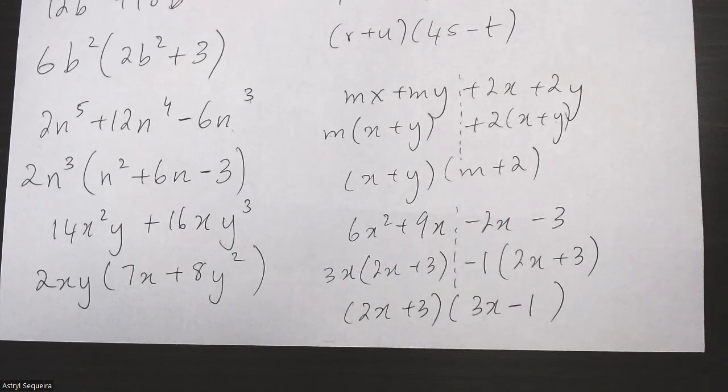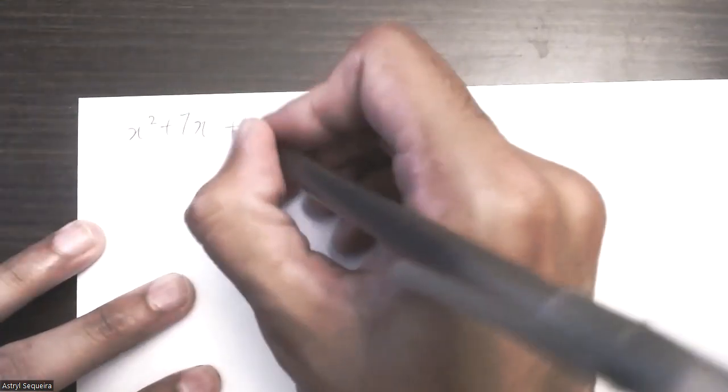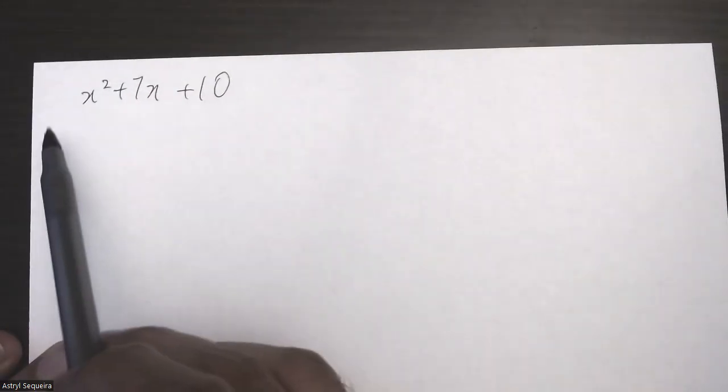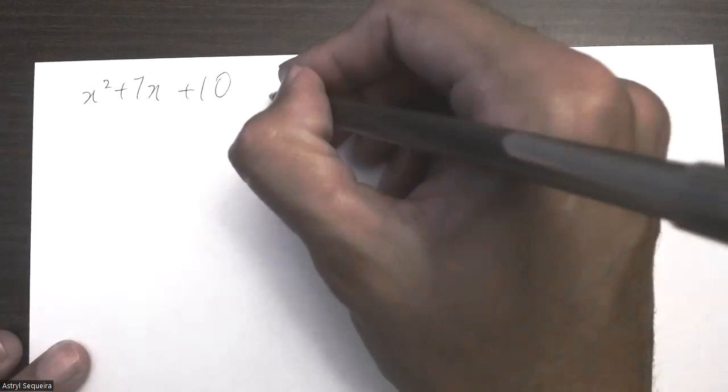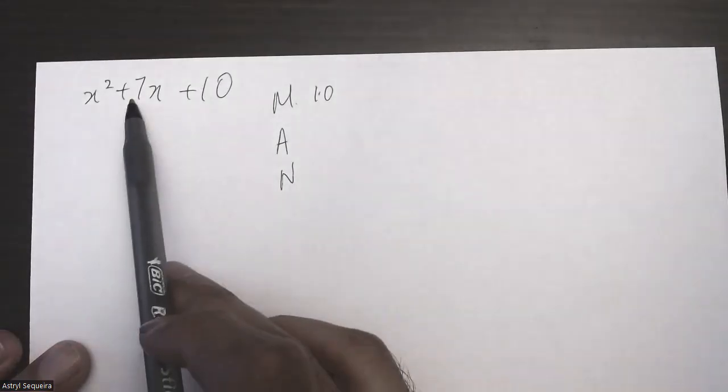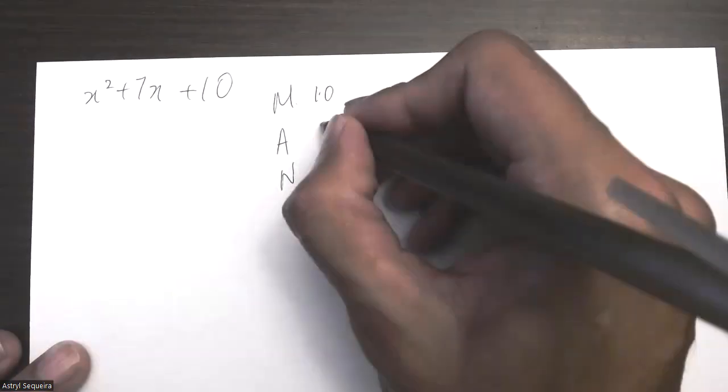We're going to go to the next factoring method, which is basically simple trinomials or MAN method 1. Okay, so a trinomial is just 3 terms. It's a quadratic equation. The first question we're going to start with is x squared plus 7x plus 10. So this is a trinomial. It's simple because there's no number in front. So I'm going to write MAN here. M is the last number, which is 10. A is the middle number, which is 7.